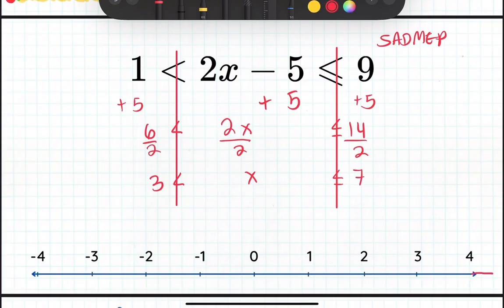So before I do anything, let's just add a 7 right here. Here I'm going to have an open circle, and here I'm going to have a closed circle. So I'm going to draw an open circle at 3, and then I'm going to draw a closed circle at 7. So I know x has to be greater than 3, which is anywhere this way. But I also know x has to be less than 7, which is this way. So that means that x has to be anywhere in between 3 and 7. So it'll be anywhere in this area right here. So that would be my answer.